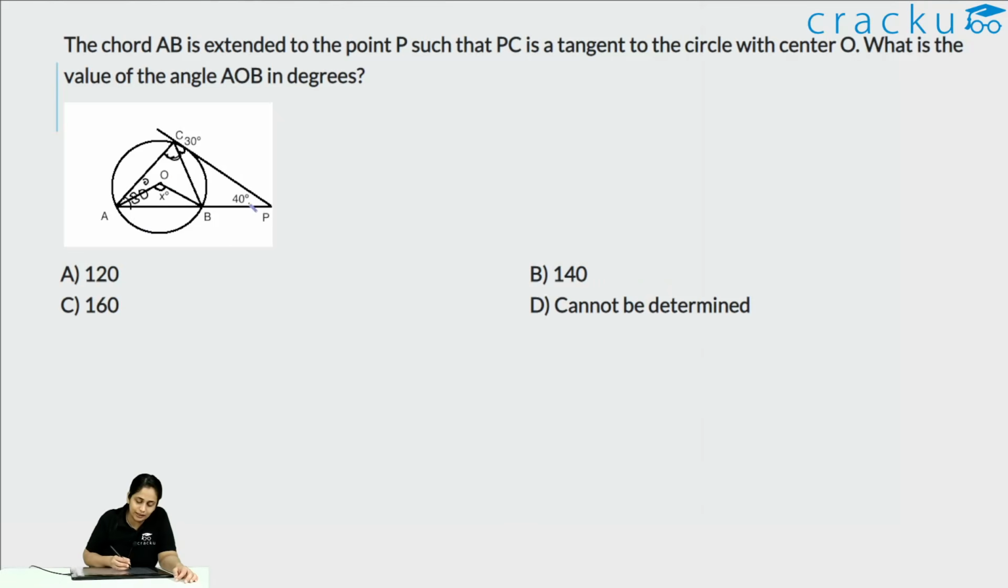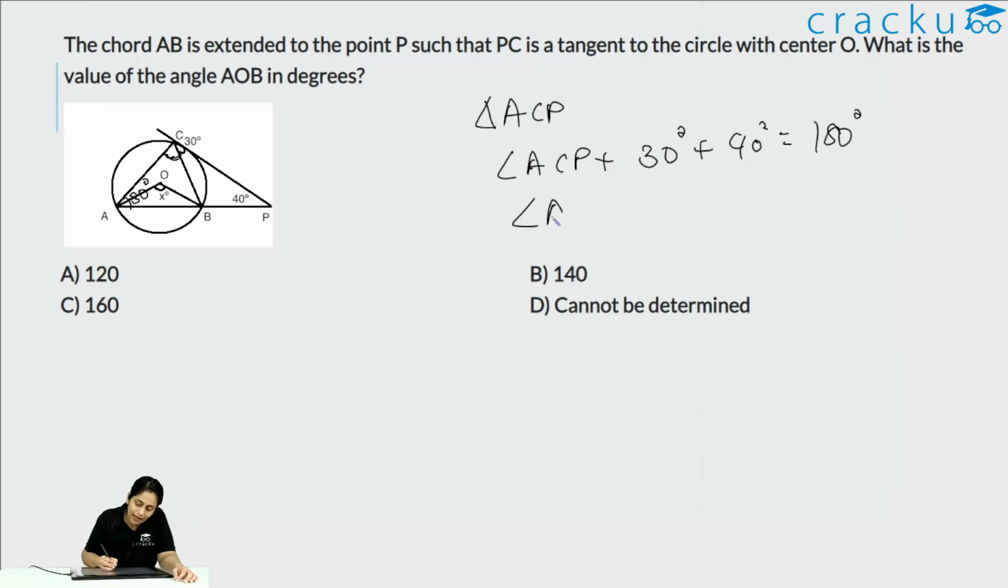Now if this angle is 30 and this angle is 40, then what is angle ACP? In triangle ACP, you have this is 30, this is 40. So angle ACP plus 30 degrees plus 40 degrees will be equal to 180 degrees, the sum of all interior angles of the triangle. So we get angle ACP is 180 minus 70, so that is 110 degrees. So if this is 30 degrees, this angle becomes 80 degrees. So angle ACB is 110 minus 30, that is 80 degrees.